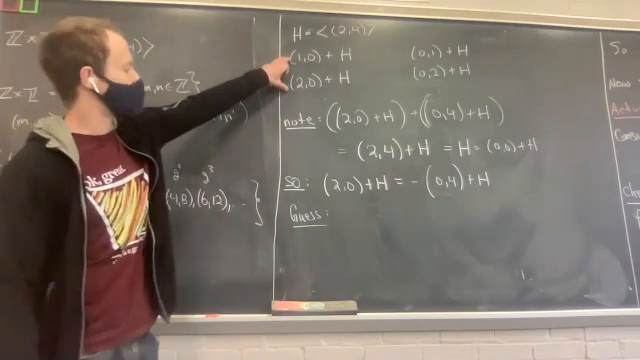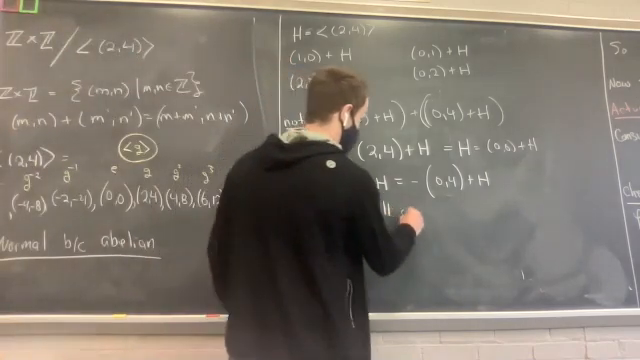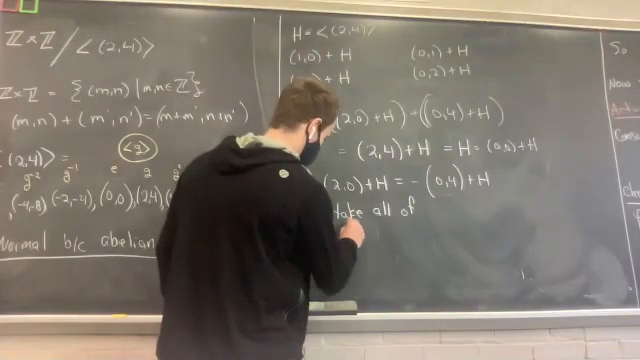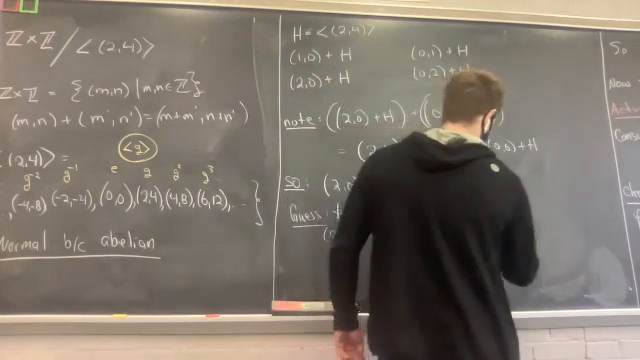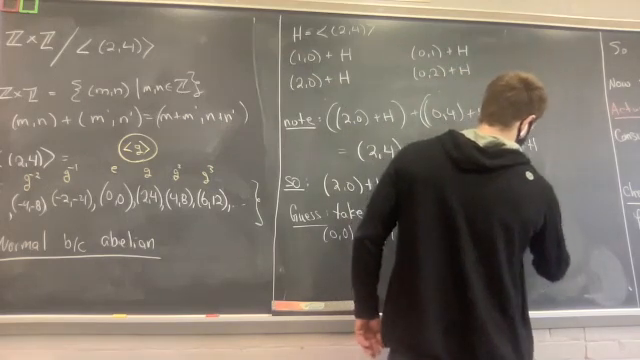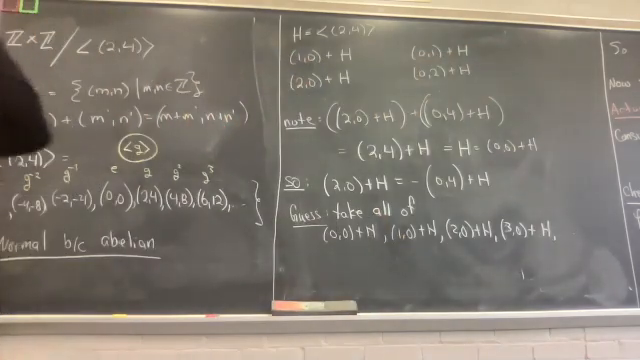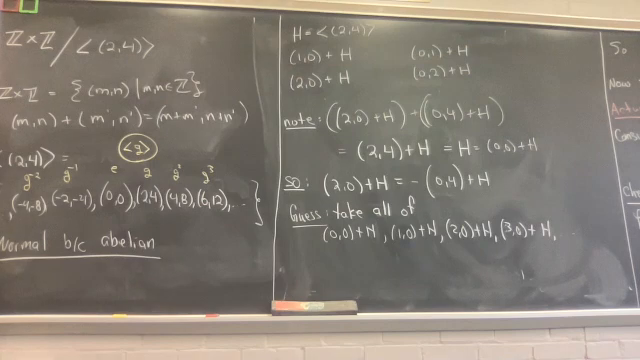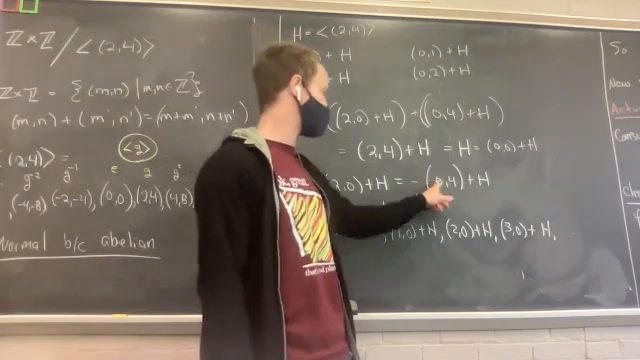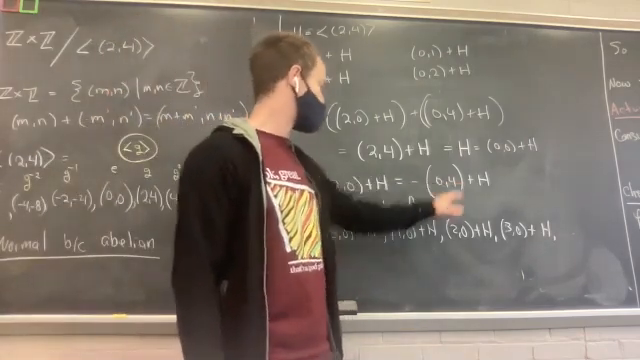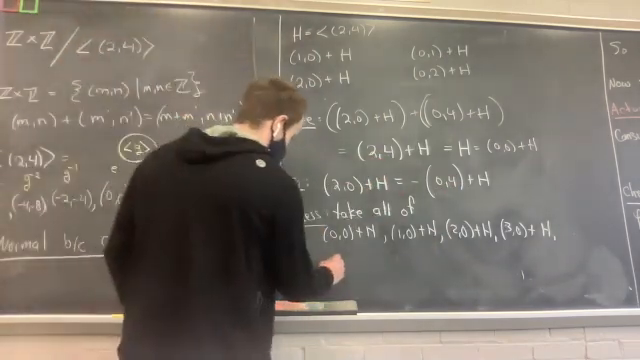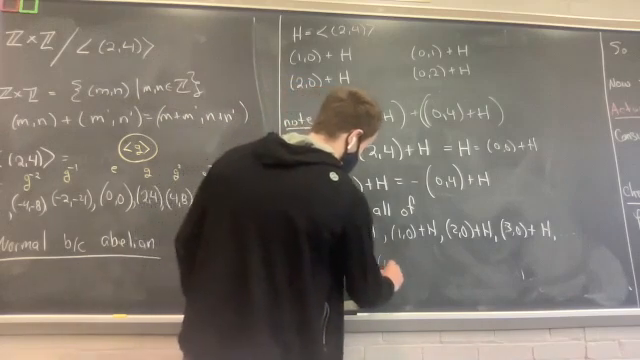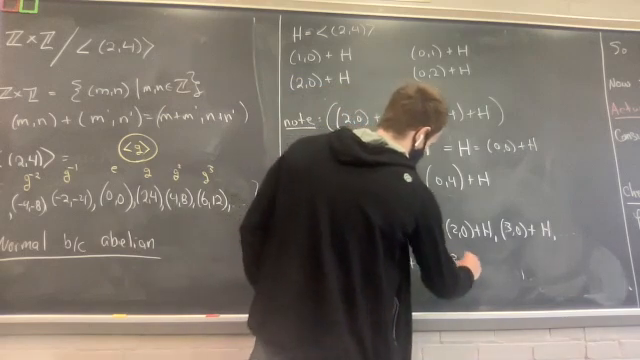Okay, so here's my guess: you can take all of these, like (0,0) + H, (1,0) + H, (2,0) + H, (3,0) + H. You've got any choice that you want in the first entry. But in the second entry, you can only use the numbers between 0 and 3. That's because when you land back at 4, you've hit something up here. So you've got infinitely many elements here, and then also (0,1) + H, (0,2) + H, and (0,3) + H.